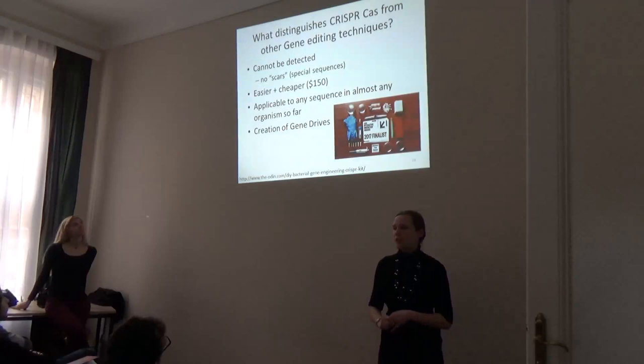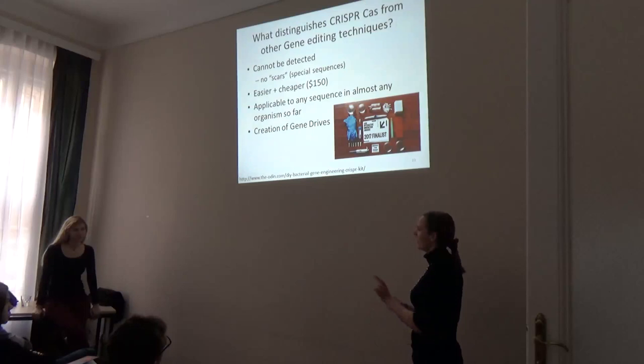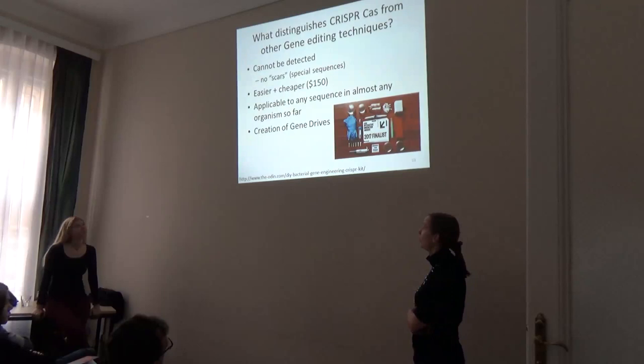So what's special about CRISPR-Cas? It cannot be detected. If you use other techniques, you normally have some scars, some special sequence where you can say, okay, I think something was cut here. It's easier and cheaper. You can buy a do-it-yourself kit like this one for just $150. And as I just said, it's applicable to any sequence in almost any organism so far.